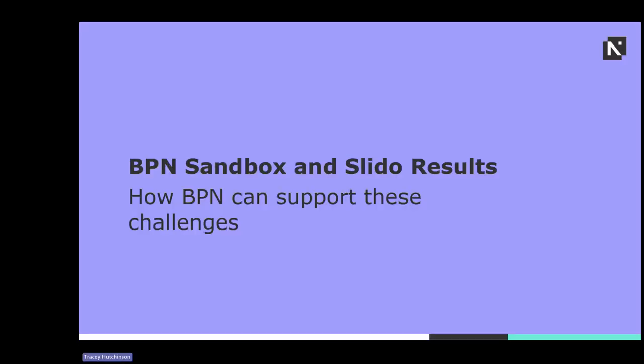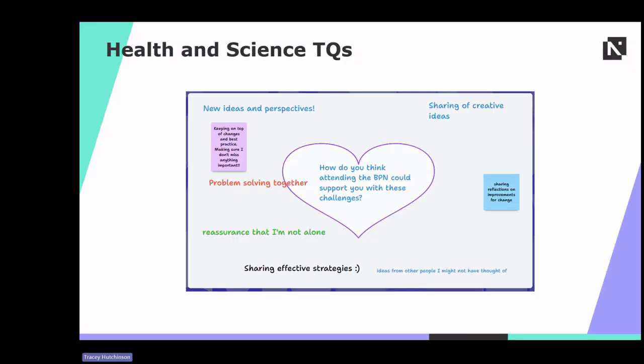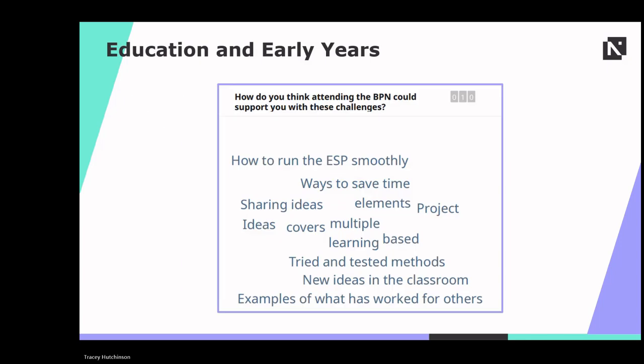But then we did ask our providers, how could Best Practice Network really help support in challenging areas like these? In the Health and Science TQs, providers highlighted that sharing ideas and effective strategies will support this problem solving together. And this collaborative approach was mirrored in the Education Early Years Best Practice Network, with tried and tested and new ideas, all important to support teaching and delivery.